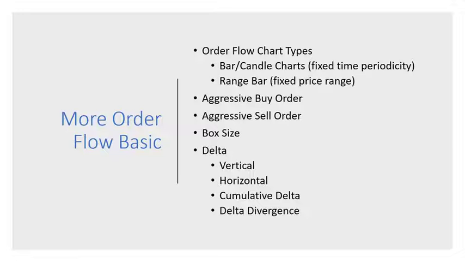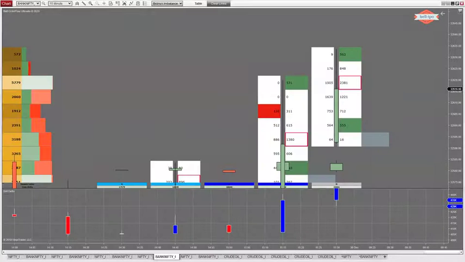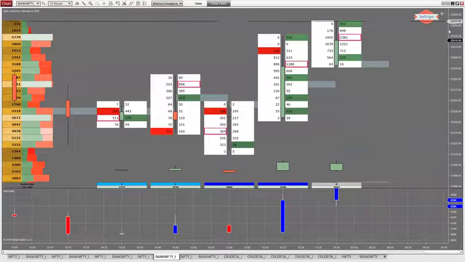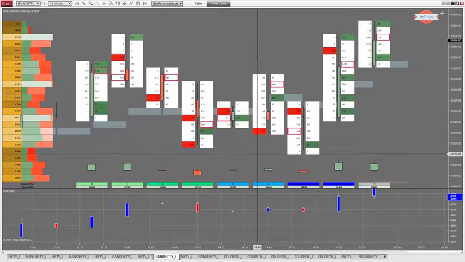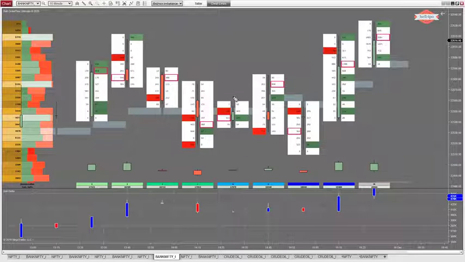Okay. There are two types of order flow chart that are commonly used. We'll go back to the order flow chart. This chart is a simple candlestick chart. This can also be plotted as a bar chart. So you can see this is an up bar. It has an open, high, low, and close, just like a candlestick chart. All right. So it can be plotted as a candlestick chart.